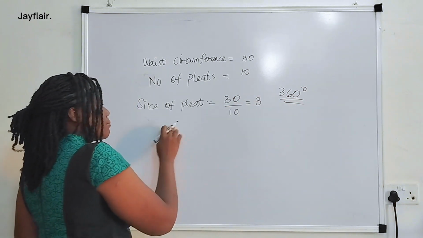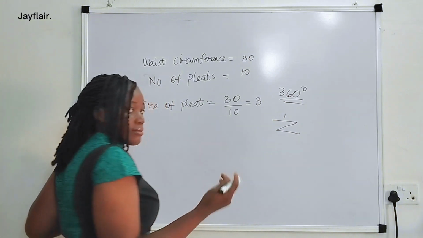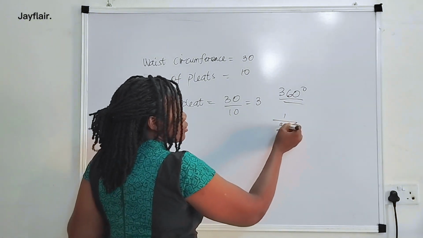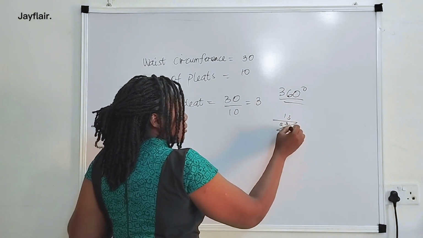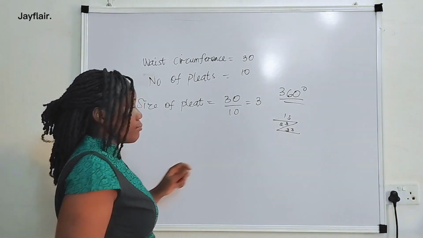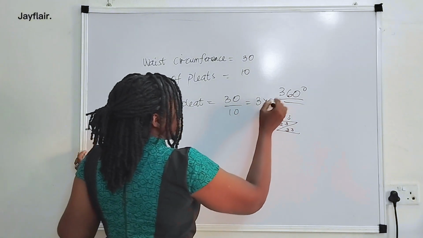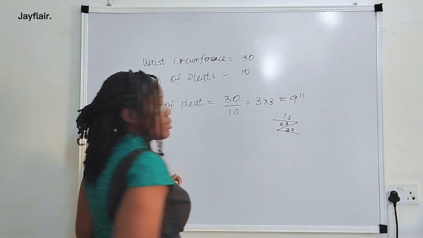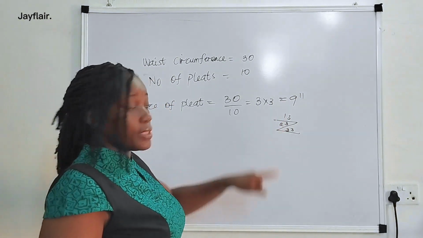So 3 is just one. Like a pleat is a multiple fold of fabric, which is usually in threes. 1, 2, 3. So this 3 is for this part, another 3 here, and another 3 here. So the total amount for the size of pleat is going to be 3 times 3, which is equal to 9 inches. 9 inches for the size of my pleat.